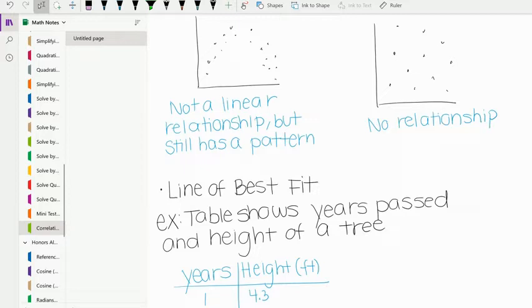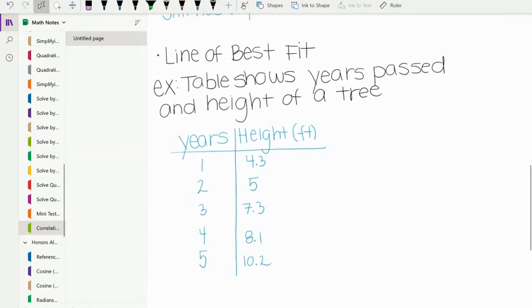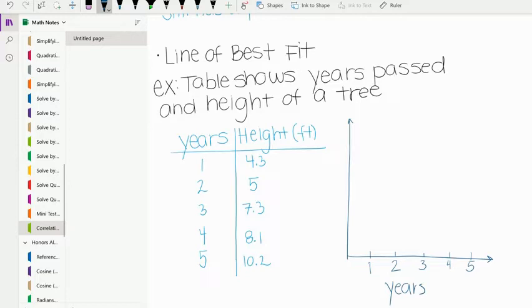So this table shows years past and height of a tree. This is given, so we're going to go ahead and create a scatter plot given this data. The x-axis is represented by years, and the y-axis will be height, the height of the tree, in feet. I'm just going to go by twos, and obviously this is not drawn to scale, not my best work.